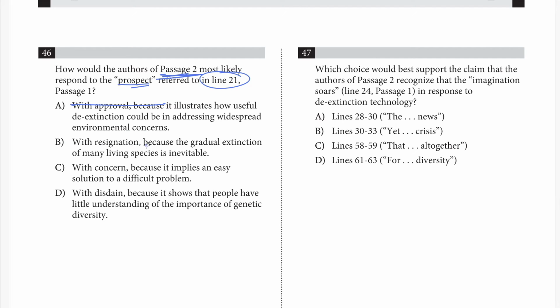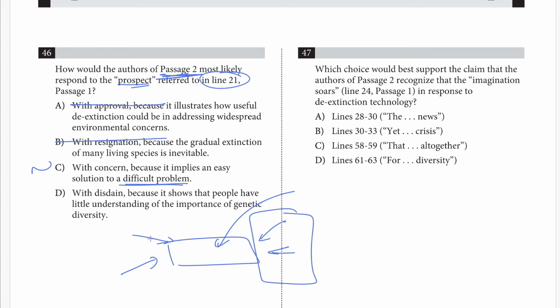Okay, with resignation, because a gradual extinction is inevitable. Resignation means they gave up, right? They're not fighting. They're opposing this idea. So that's out. With concern, very big maybe, right? Because it implies an easy solution to a difficult problem. So remember, it's already a difficult problem, right? There are so many things affecting biodiversity, right? And then these people are saying, hey, why don't we just have a technology that makes them alive? But what about these various situations here, right?